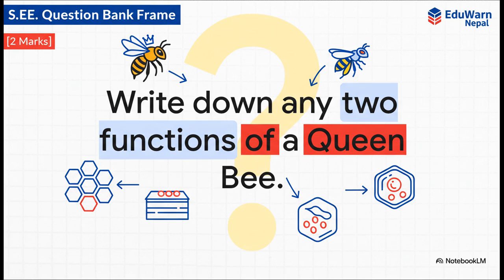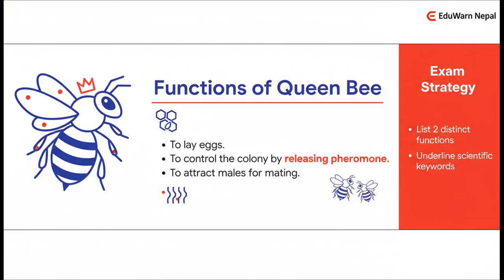Here's another classic 2-mark question, listing functions. The instruction is very direct. Write down any 2 functions, so you give them 2 clear, accurate points. We've got 3 valid functions here, but you only need to write 2. The first one, to lay eggs, is simple and correct. But the second one is more technical, and it's the one that will impress an examiner: to control and guide the colony by releasing a special scented substance, pheromone. And here's a tip. Make sure you underline the keyword, pheromone. It shows you have superior knowledge.